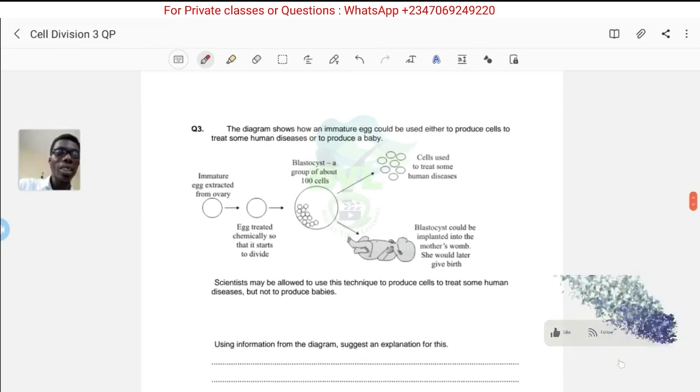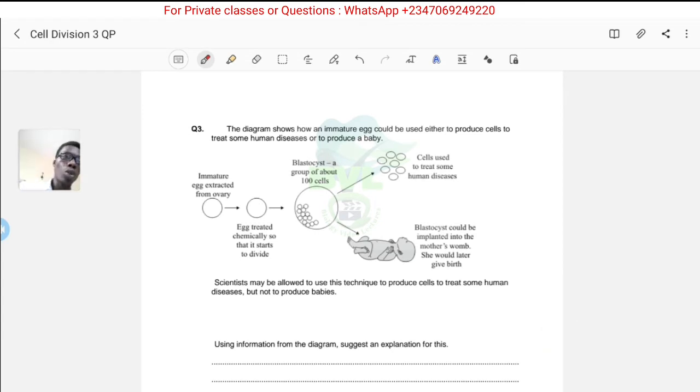Okay, this question is actually not on cell division, but I'm going to answer it anyways. It says here, the diagram shows how an immature egg could be used either to produce cells to treat some human diseases or to produce a baby. You might want to study this.